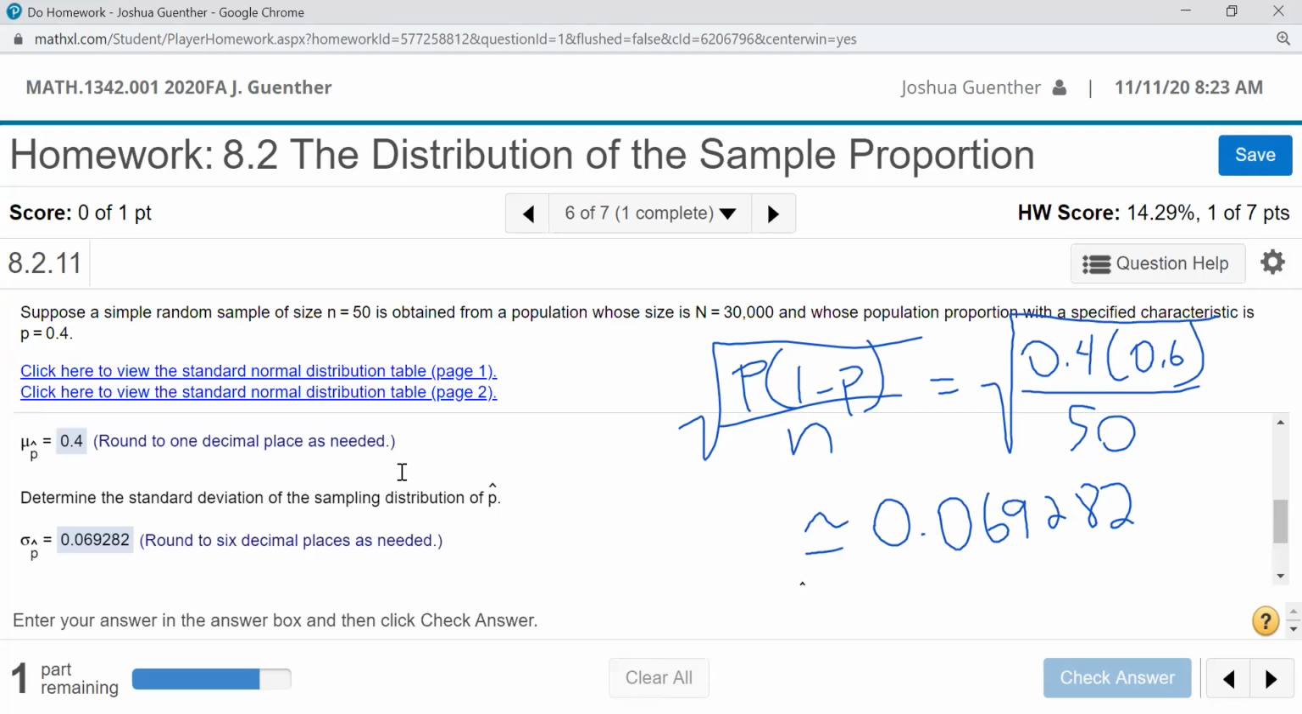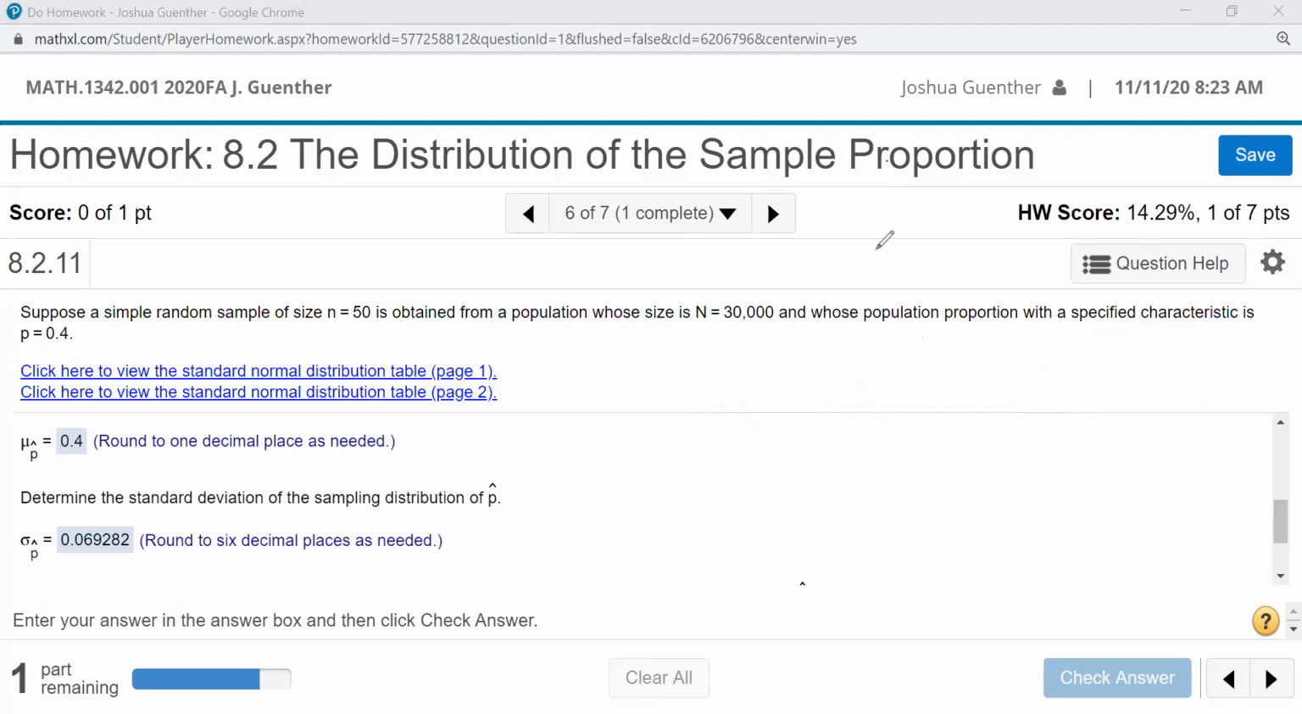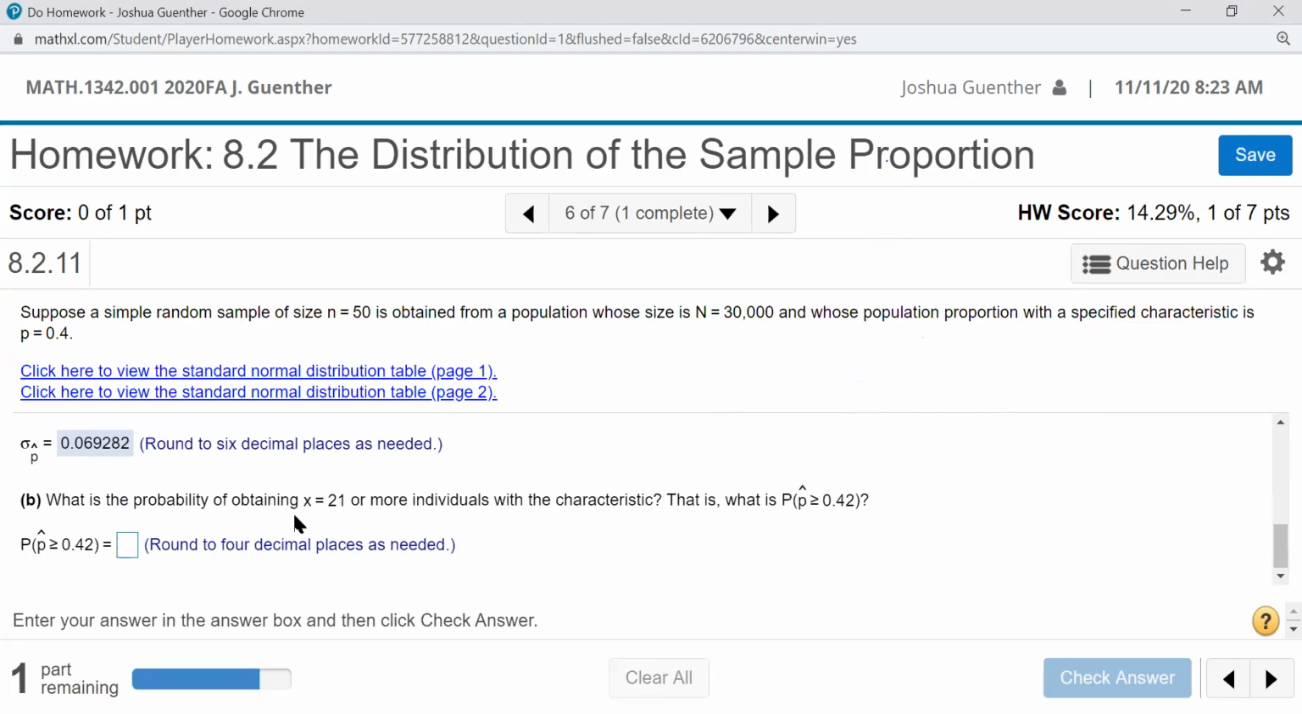Okay, so suddenly it's now asking us to do a z-score calculation and then find a probability. It's saying, what is the probability of obtaining 21 or more individuals with the characteristic? So out of 50, what's the probability that at least 21 will have whatever characteristic we're measuring? That translates to a p-hat of 0.42. What is the probability that in a sample of 50, at least 0.42 or 42% of the sample is going to have this characteristic? How do I know it's 0.42? Because 21 over 50 is 0.42.